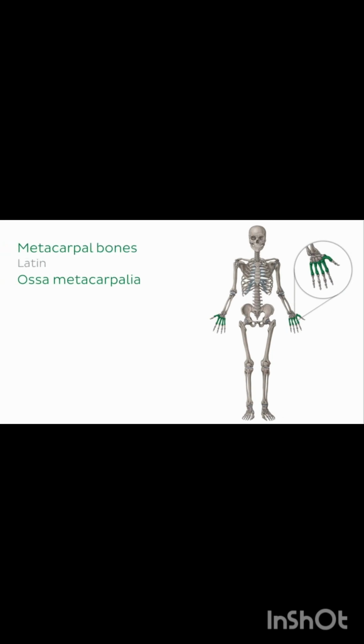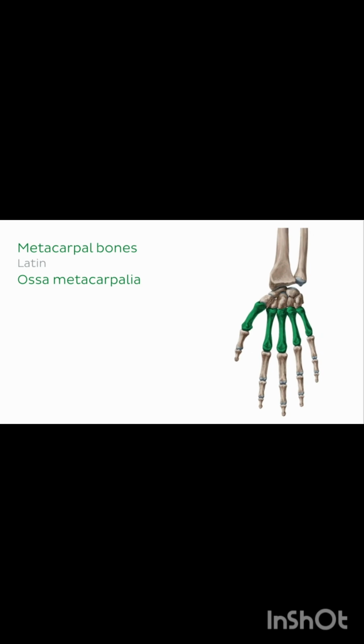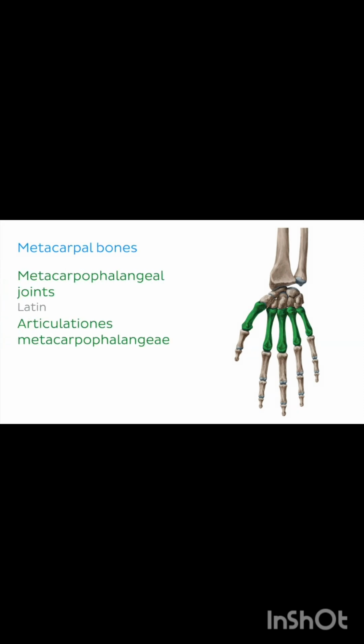Some of the bones of the wrist form articulations with the metacarpal bones. The metacarpal bones are the next row of bones in the hand after the carpals. Let's look at them a bit closer. There are 5 metacarpal bones, which consist of a proximal base, a shaft, and a distal head. The distal head of each metacarpal bone forms an articulation with the phalanges of the hand, forming the metacarpophalangeal joints.